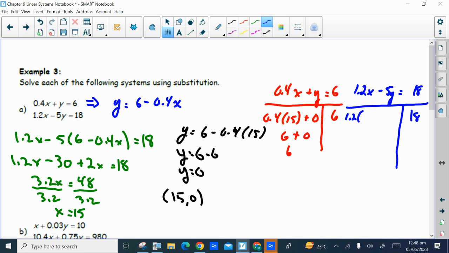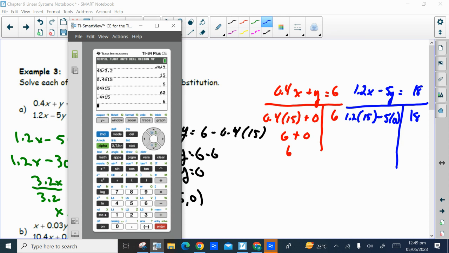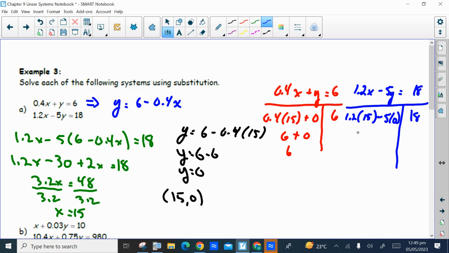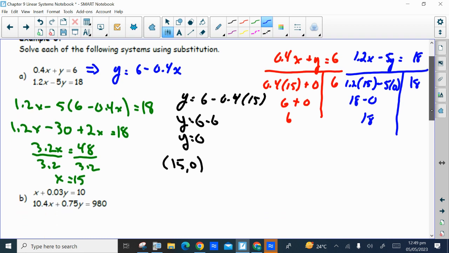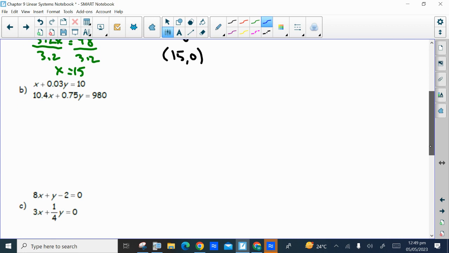1.2x, which is 15, minus 5 times 0. So 1.2 times 15 is 18, and 18 minus 0 does equal 18, so it checks. It checks. So again, if you're asked to check, you need to show that.